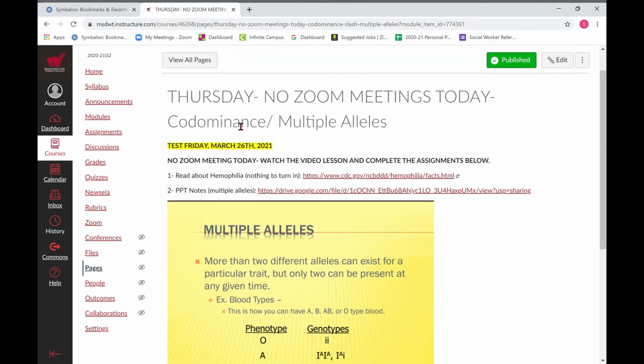If you go here again, it's saying no Zoom meeting. It says it again there. I've also emailed you to let you know there's no Zoom meeting. The first thing you're going to do is read an article about hemophilia. There is no assignment to turn in.